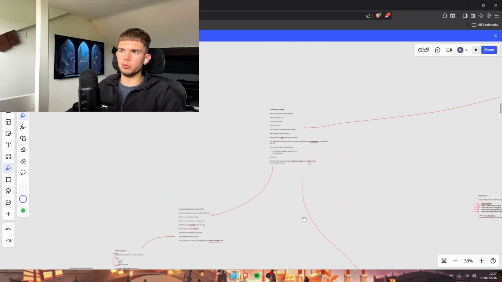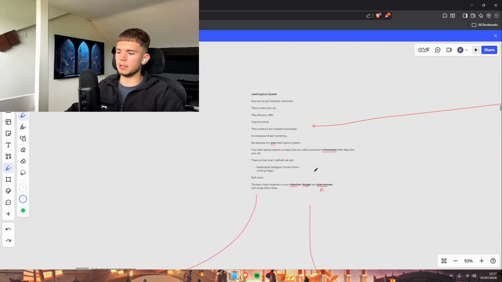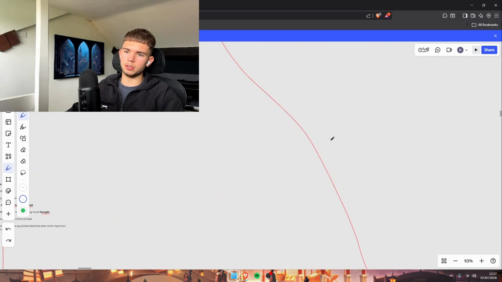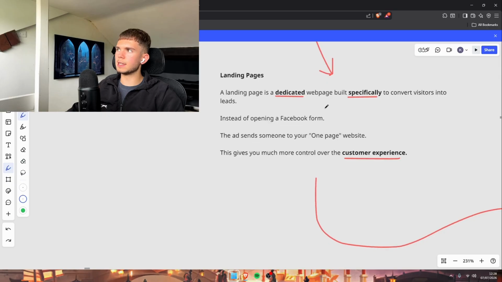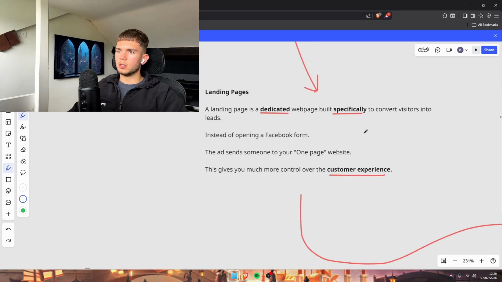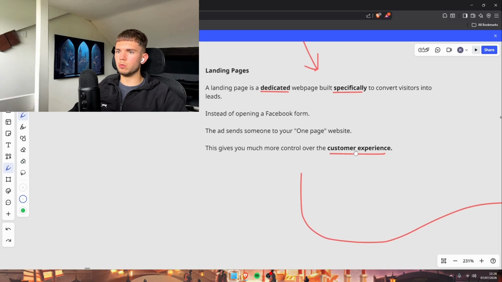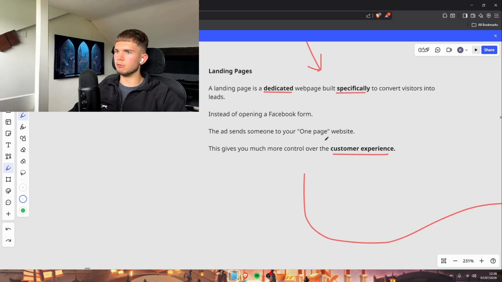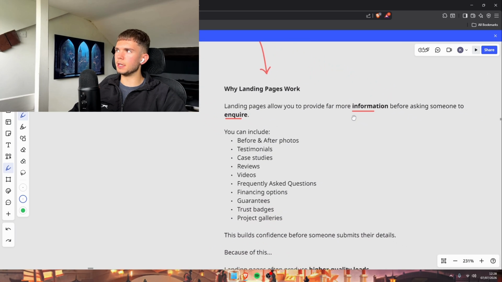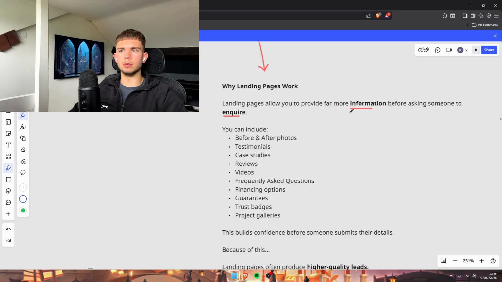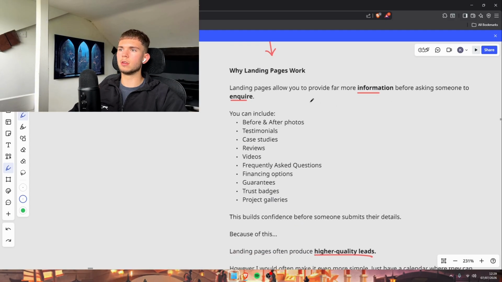Now let's move to the actual landing pages. I love landing pages. Landing pages are fantastic. A landing page is a dedicated web page built specifically to convert visitors into leads. So this gives you much more control over the customer experience, right? The ad sends someone to your one-page website, and this is why landing pages work. Landing pages allow you to provide far more information before asking someone to inquire, okay?